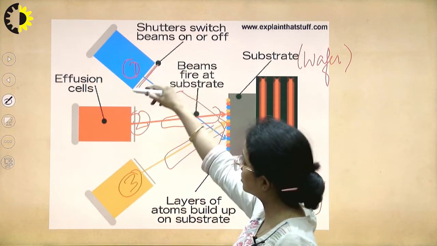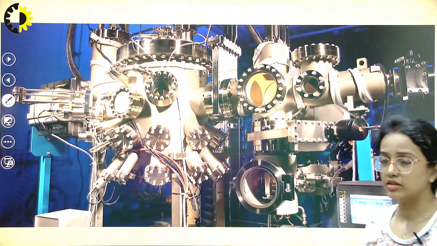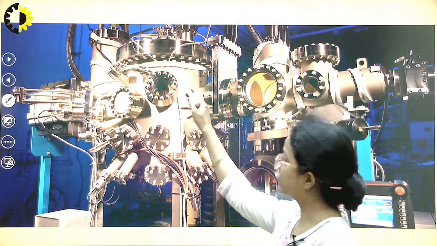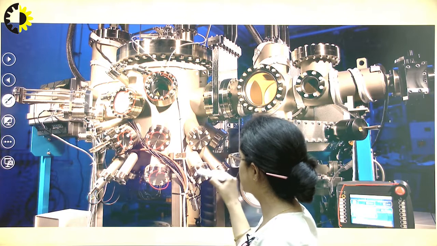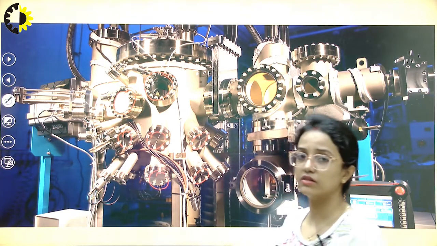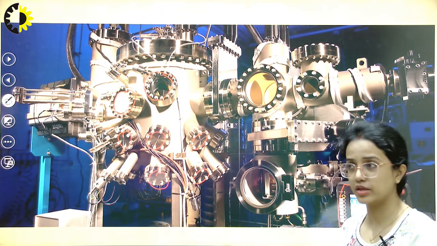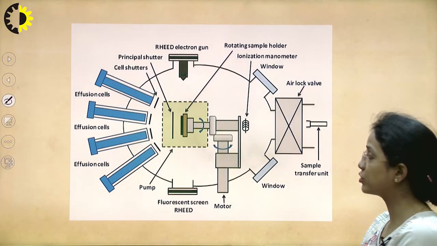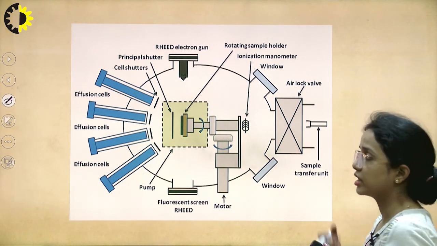This gray thing is the shutter, which periodically allows the molecules to enter and leave. Now, this is the real-time diagram, and we can see a monitor screen here. These are the different effusion cells using which we are actually growing materials and epitaxial layer. This is an industry level, highly controlled and ultimate level of precise control on epitaxial growth.